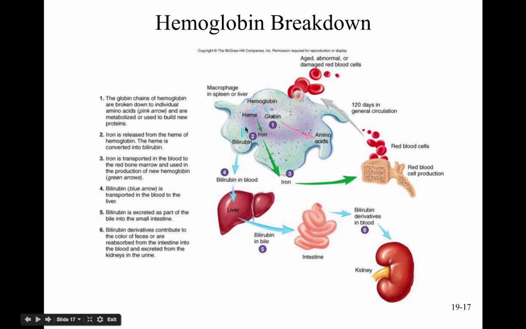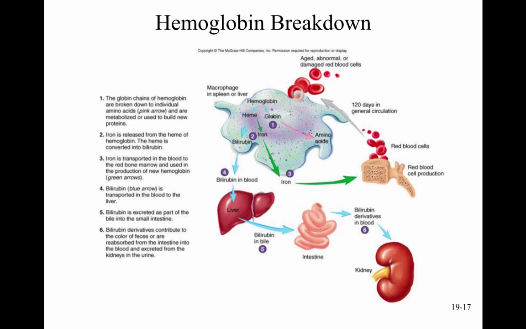And then the bilirubin is a byproduct of the hemoglobin breakdown. That gets taken to your liver. The bilirubin gets put into your bile. It gets deposited in the intestine and it will get released through your waste product, through the feces.